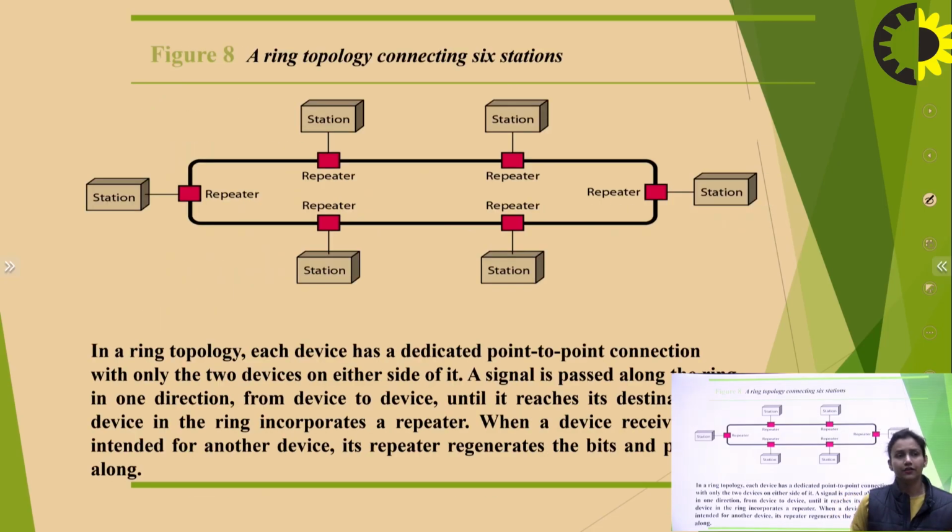Now we have the ring topology. In this ring topology, as we can see, it is connecting 6 stations to each other. The data is unidirectional. If we are sending some data, it will go through the ring in one direction only. The stations are connected, and we have a repeater. It will repeat the data from here and here. Then it goes on.